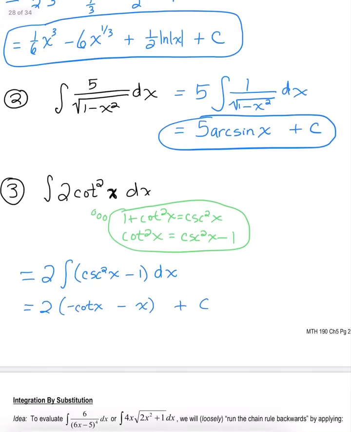All right, so that's basically it. If you want to just leave it like that, why not? If you wanted to distribute through the 2, you could. If you wanted to factor out a negative in front of that, you could. But that's it.